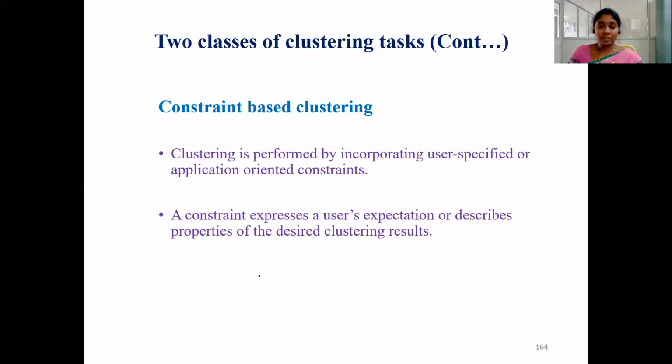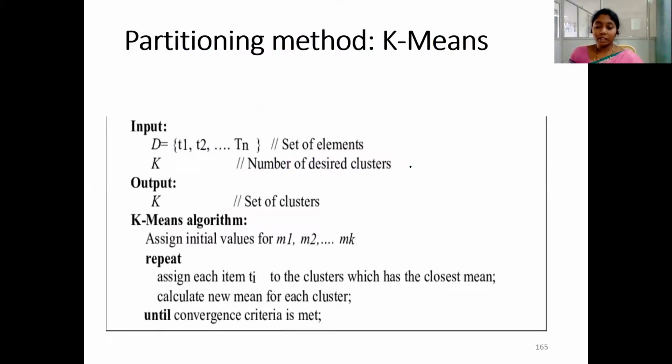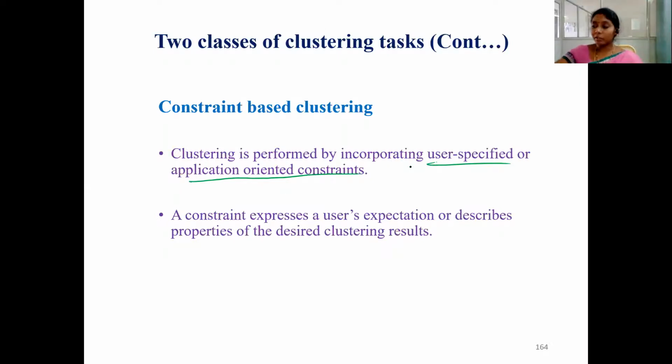And the second class of clustering task is constraint-based clustering. So here we may have some user-specified constraints or application-oriented constraints. The algorithm should be able to cope with those specified constraints and should be able to build clusters accordingly. So like that, we have different kinds of clustering methods and different classes of clustering.